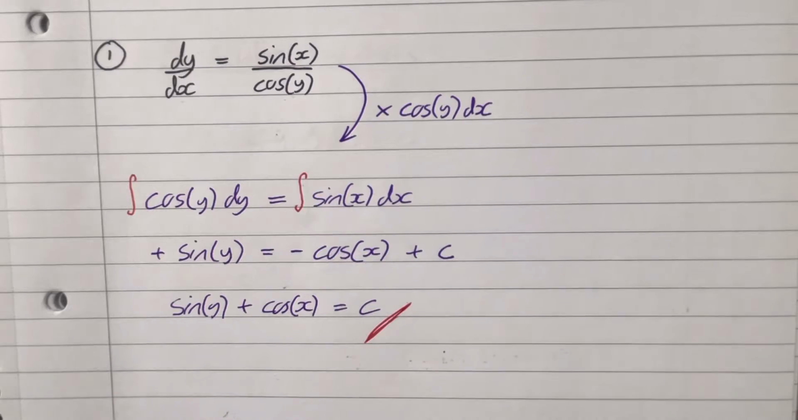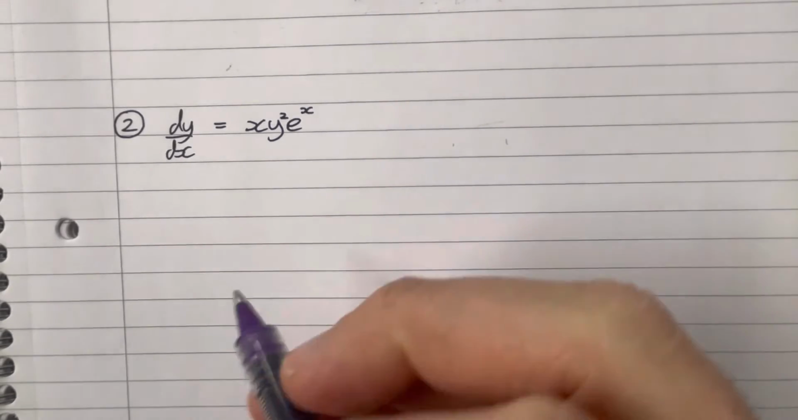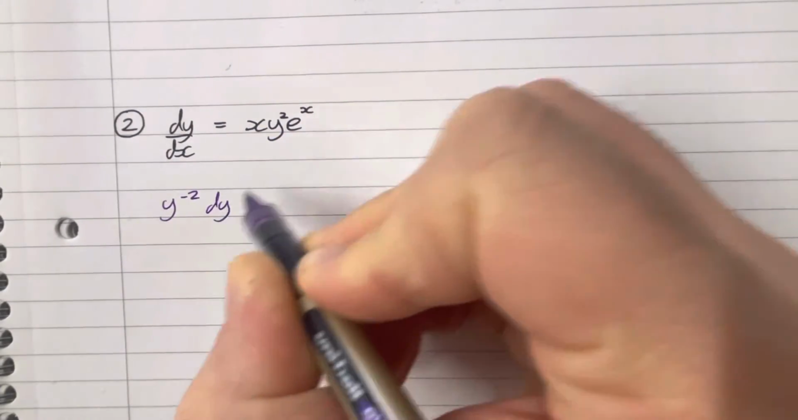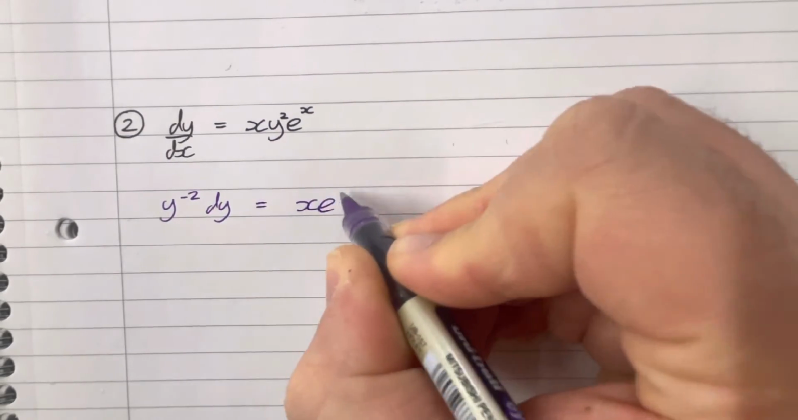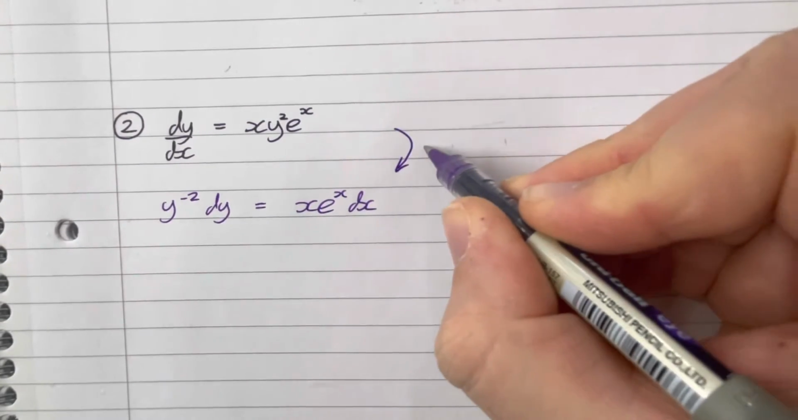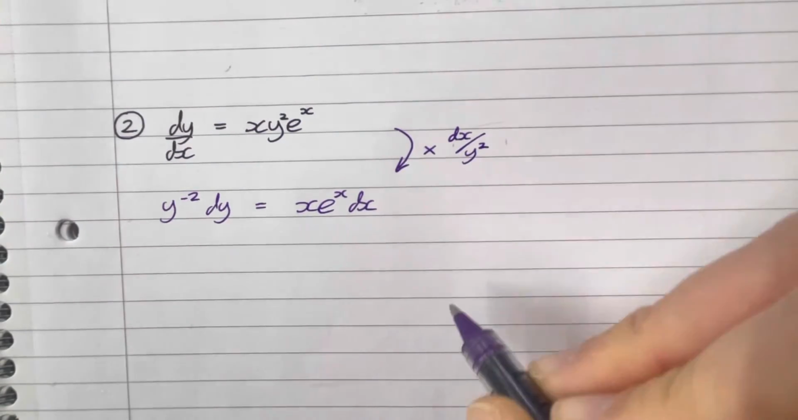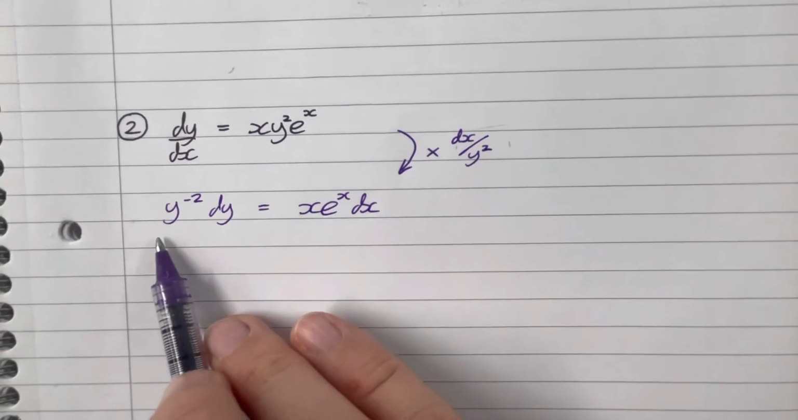Okay, example number 2. dy by dx is equal to x y squared e to the x. So again, we're just going to separate the variables. So I'm going to get y to the minus 2 dy, by dividing both sides by y squared, and that's going to equal x e to the x dx by timesing both sides by dx. So what I've done there is I've times both sides by dx divided by y squared. Okay, that'll get rid of the y squared on the right, and that'll get rid of the dx on the left. That gives me this.